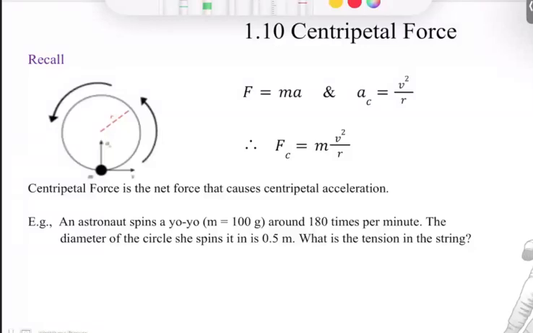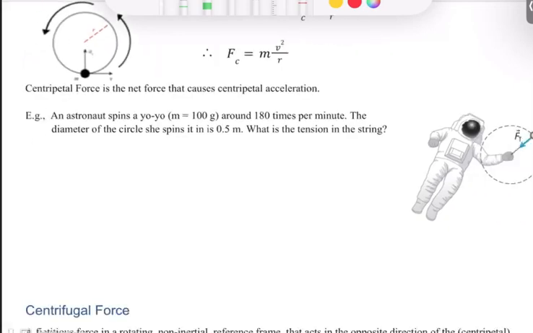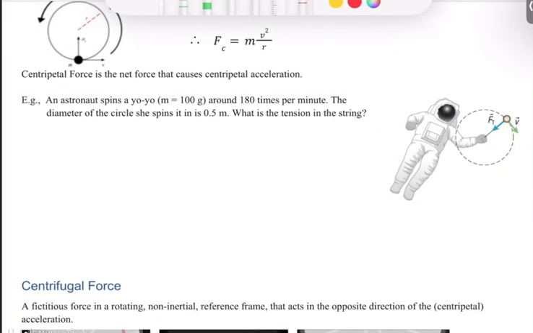Centripetal force is the net force that causes centripetal acceleration. The word net is just there to let you know that there could be multiple forces on an object, but if the net force is toward the center, that's going to give you your centripetal acceleration or what you want. So here's a little example of this.